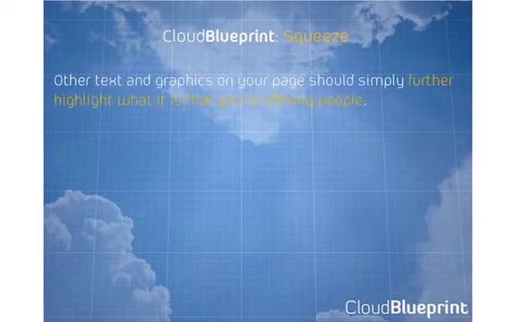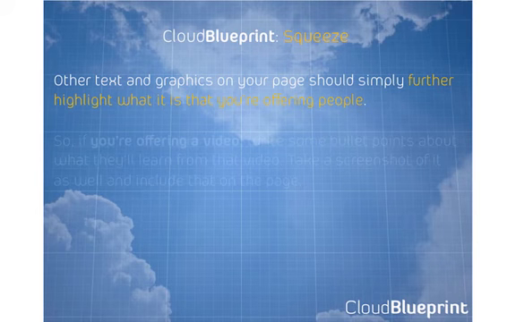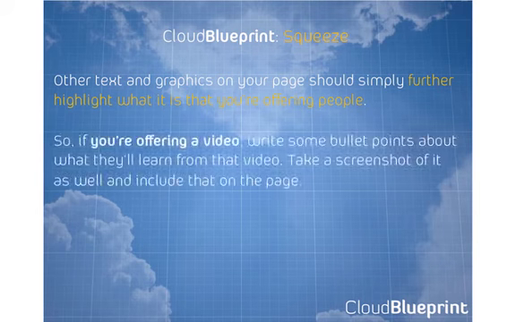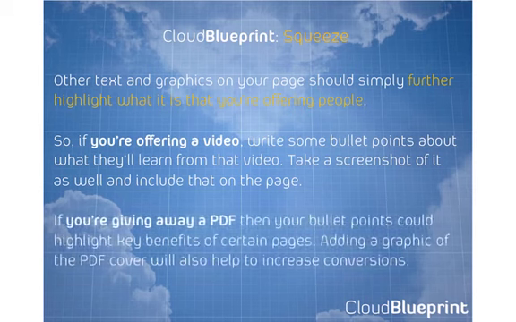Other text and graphics on your page should simply further highlight what it is that you're offering people. So if you're offering a video, write some bullet points about what they'll learn from that video. Take a screenshot of it as well and include that on the page. If you're giving away a PDF, then your bullet points could highlight key benefits of certain pages. For example, learn about how to get .edu backlinks on page 24 if you're doing an SEO ebook. Adding a graphic of the PDF cover will also help to increase conversions.